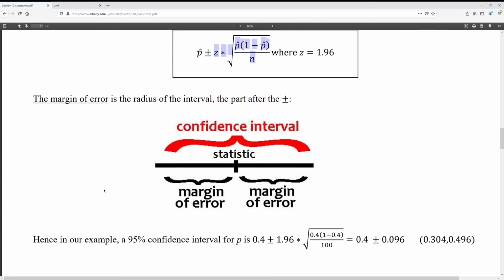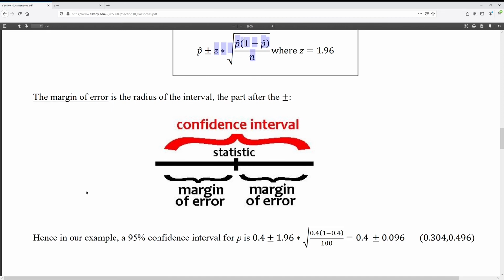So hence in our example, we're good to go. A 95% approximate, of course, we promptly forget about that. A 95% confidence interval for p is 0.4 plus or minus. Our z is 1.96. Our p hat is 0.4. This therefore is 0.6. This is 100. Good to go. After that, just watch the order of operations and watch the general smallness of this square root.